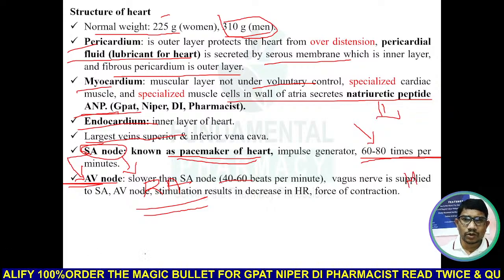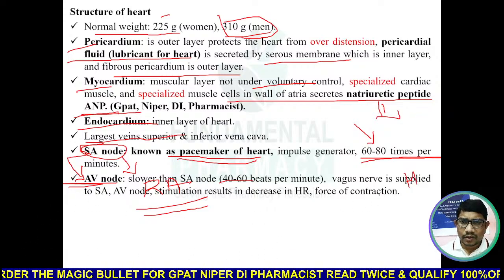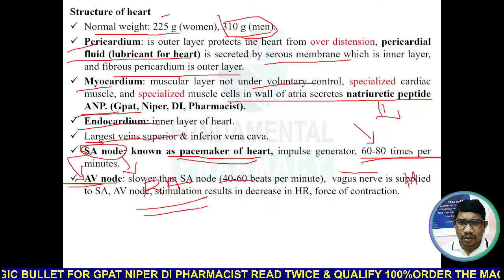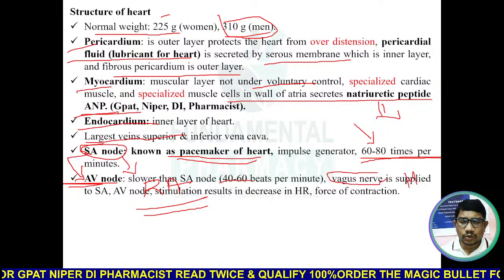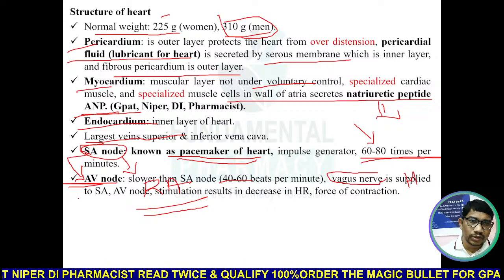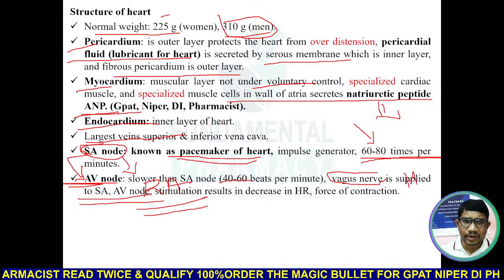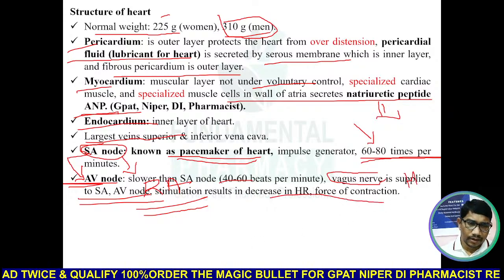तो AV node, SA node both have vagus nerve supply. Vagus nerve क्या है? Vagus nerve is nothing but the cholinergic nerve, the parasympathetic nerve. So it is a cholinergic nerve which will suppress the SA node, AV node, and the stimulation of the vagus nerve results in a decrease in the heart rate and force of contraction.